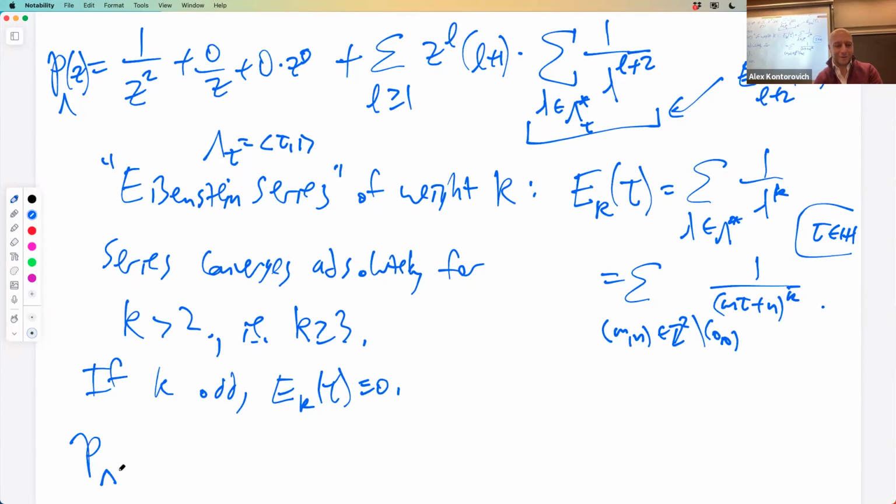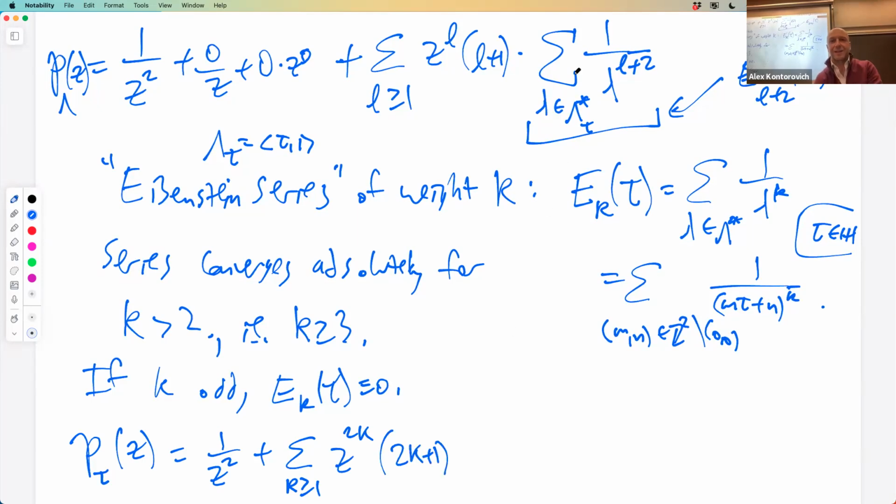So in fact, we could write P. I'll keep the lambda here, although maybe I should already be putting a tau here. P sub tau of z. Let me write this thing out as 1 over z squared plus a sum. Instead of L, I'll replace L by 2k. So this is k at least 1 of z to the 2k, so that it's clear that only even powers appear. There's this constant 2k plus 1. And then what's here is the Eisenstein series at 2k plus 2 of tau. And again, the only dependence on tau is there.